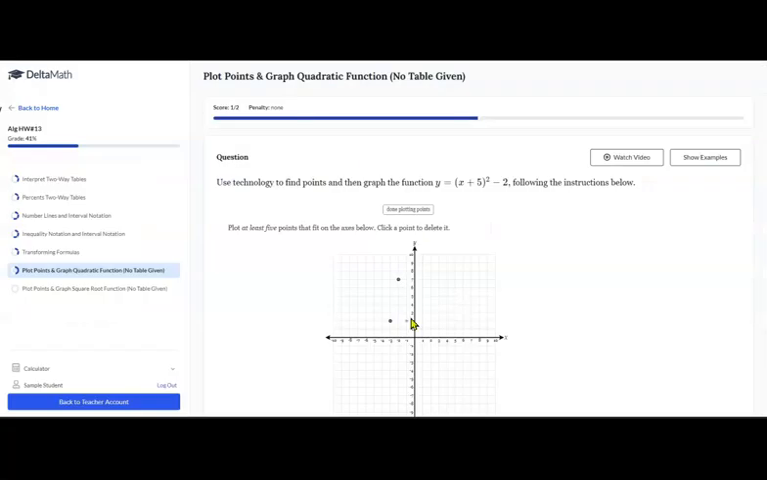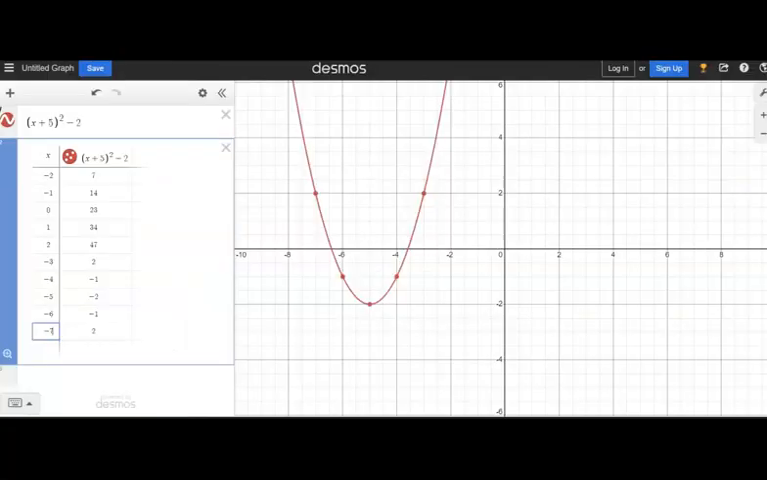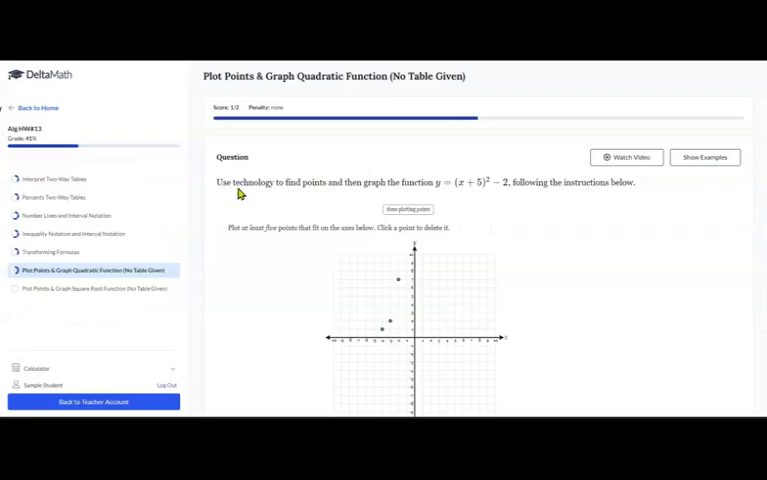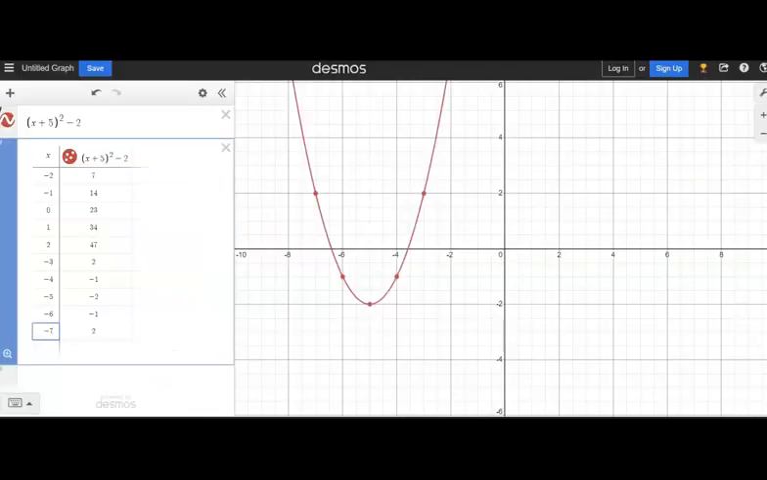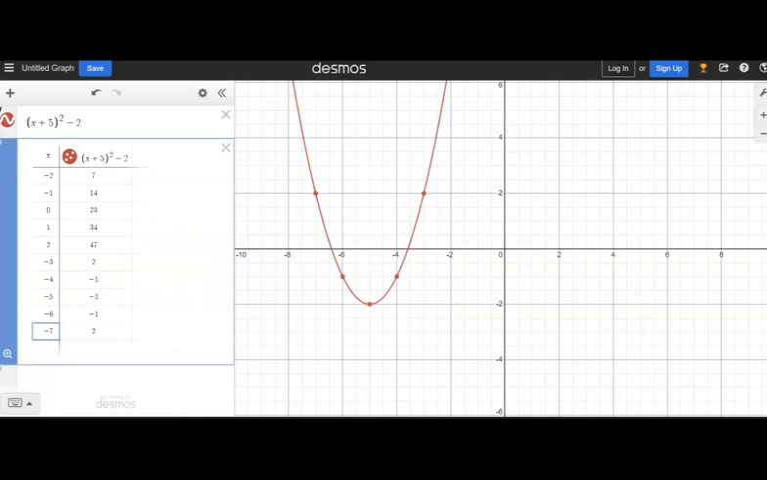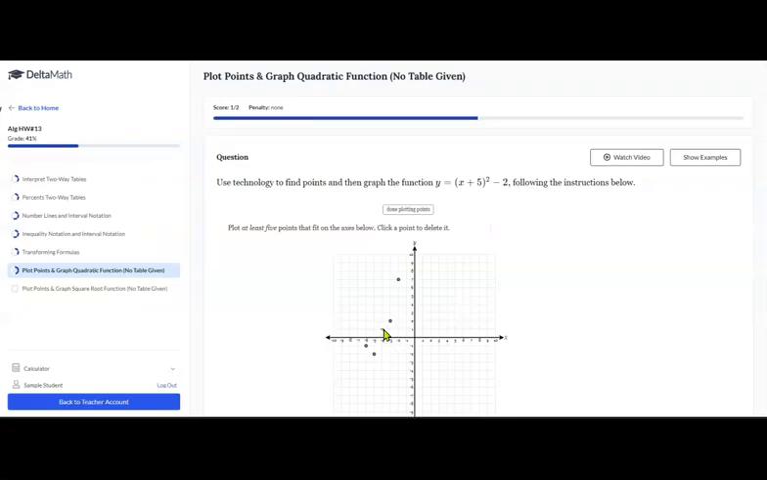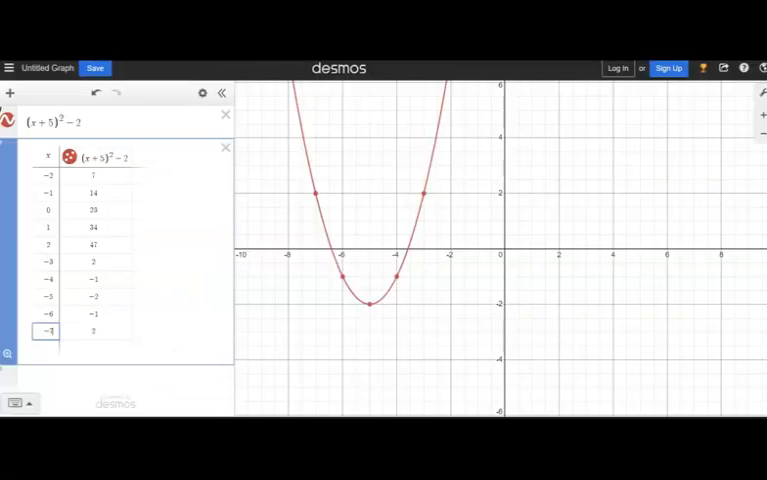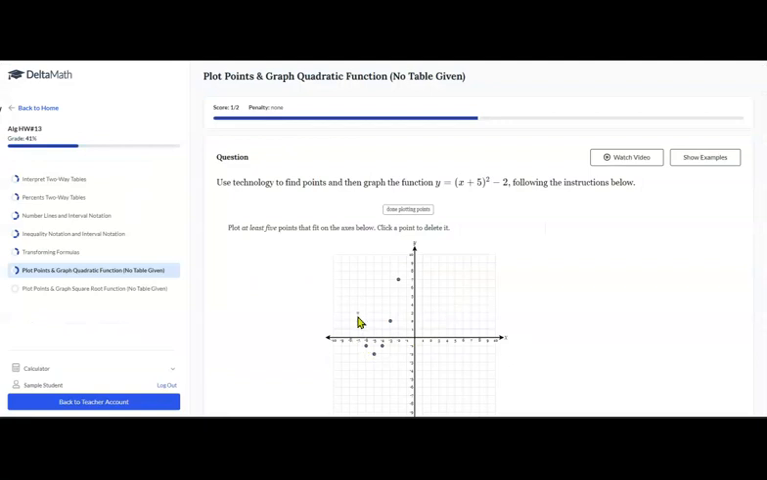-4, -1. -5, -2. Oops, that's the wrong dot. -5, -2. -6, -1. Oops, I plotted something wrong here. That looks wonky. -4, -1. Oh, it's -1. -4, -1. There we go. -6, -1. -7, 2.